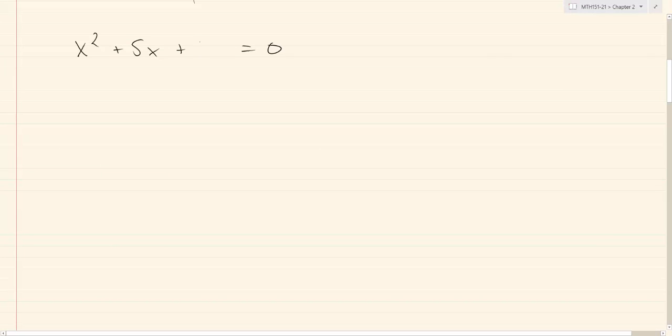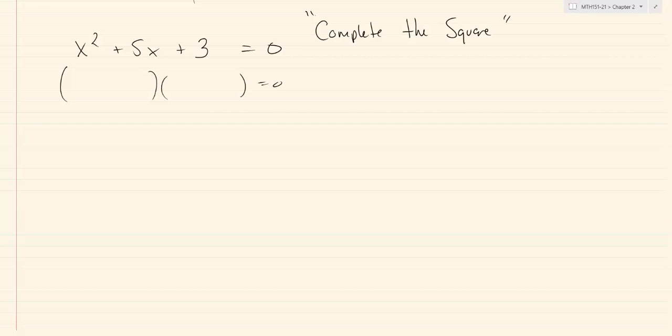And we changed this to a 3. And you said, okay, well, I'll try to FOIL it. I can't figure out whole number factors of 3 that give me a 5. And so we said, we're kind of stuck. And we introduced you to a new technique called completing the square. What completing the square does is it takes something in standard format and it transforms it into vertex format.